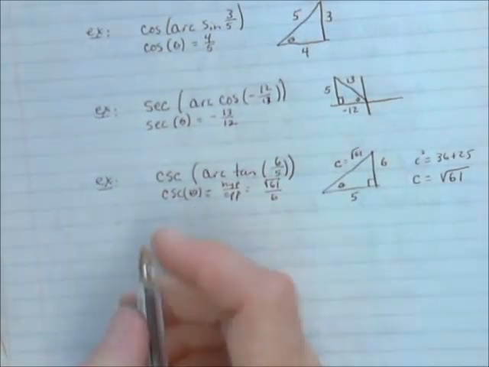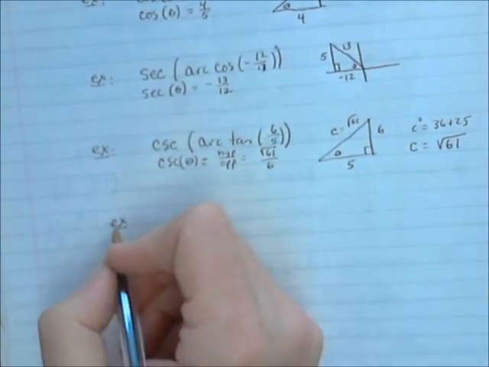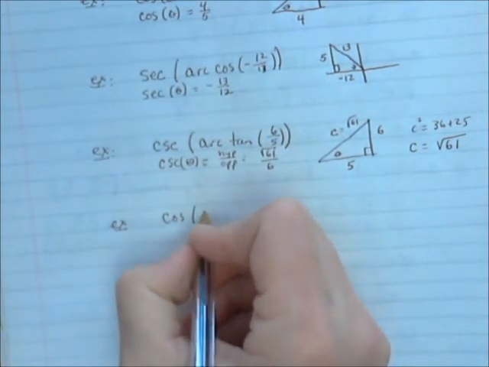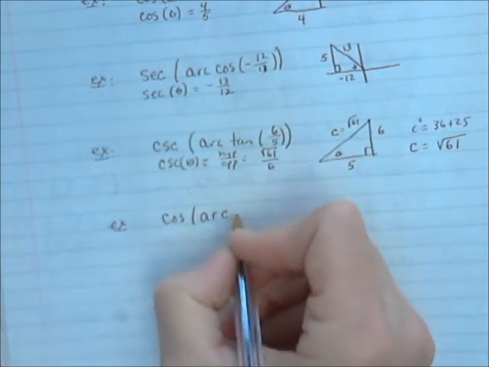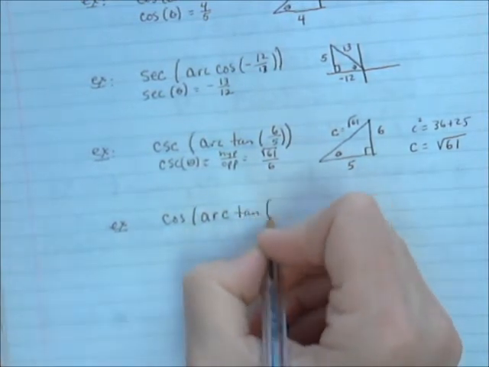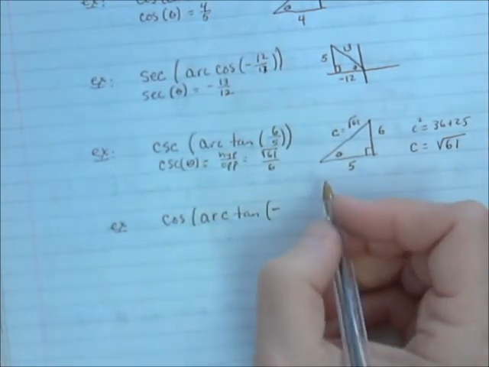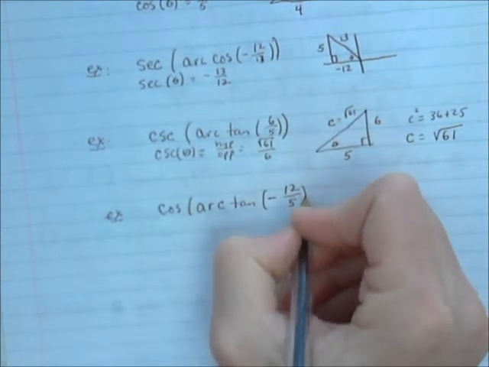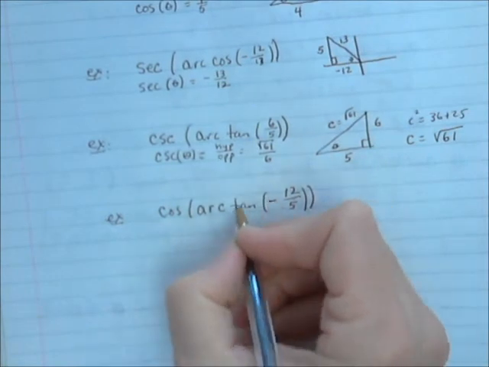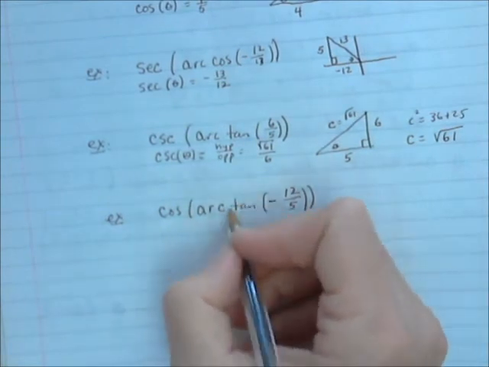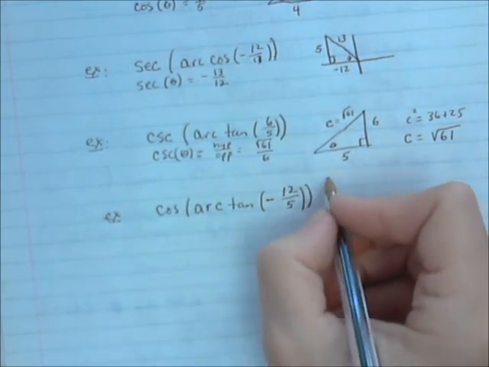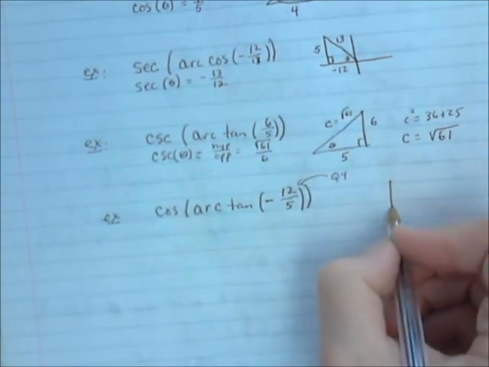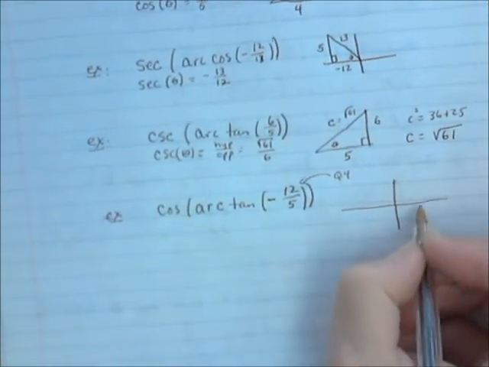Let's start evaluating some more negatives. Let's say we have to find the cosine of the arc tan of negative 12/5. Well, the arctan of a negative number will be in quadrant 4. It'll be a quadrant 4 angle. So like I did in the other example, I'm going to draw my right triangle right in quadrant 4 to take a look at what we have here.